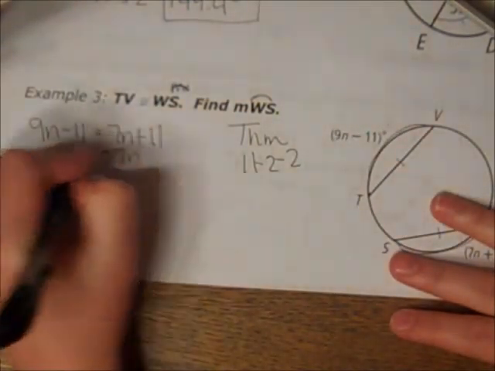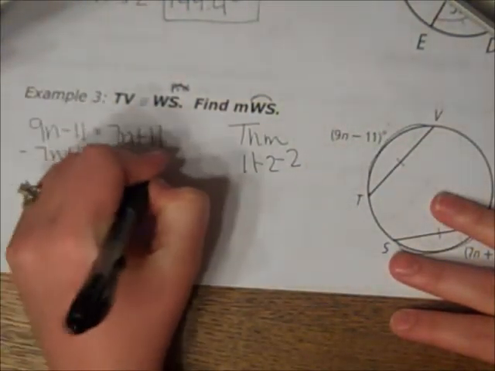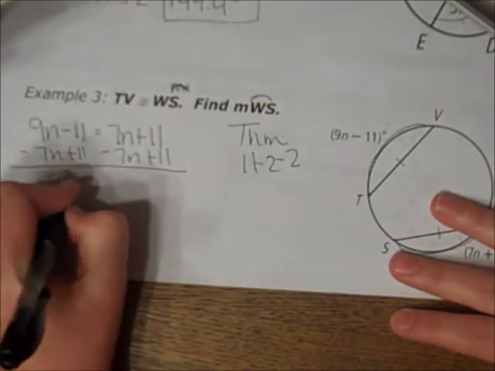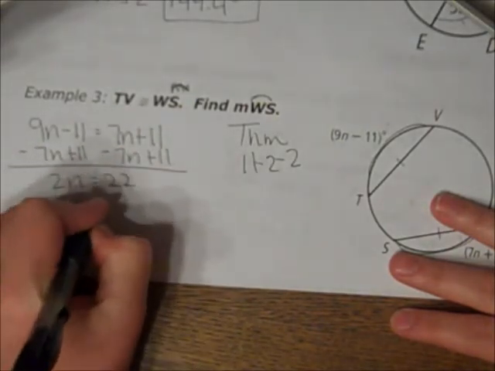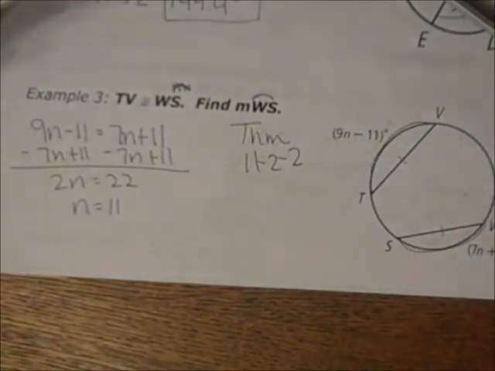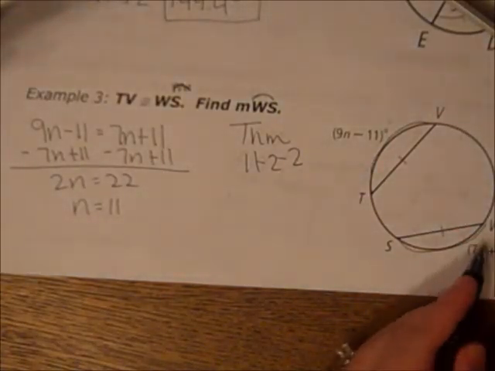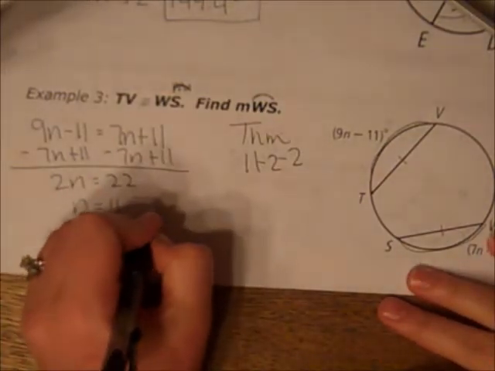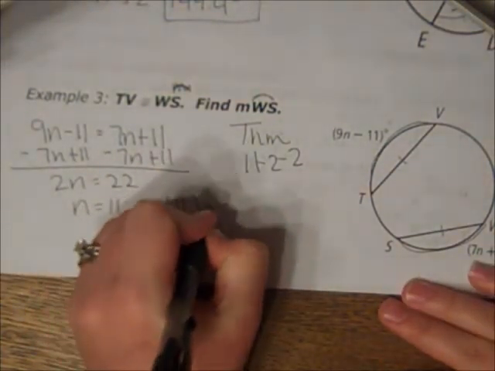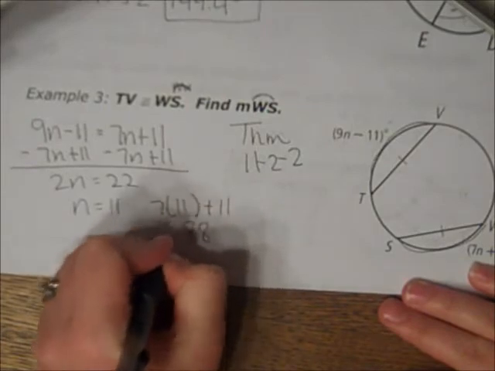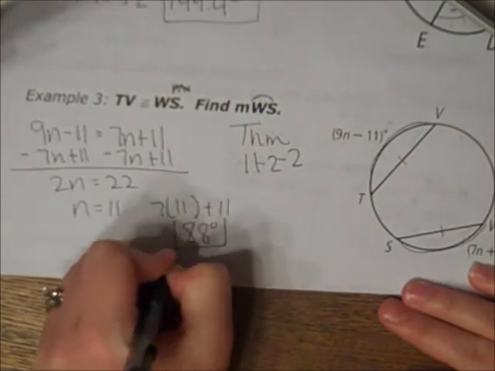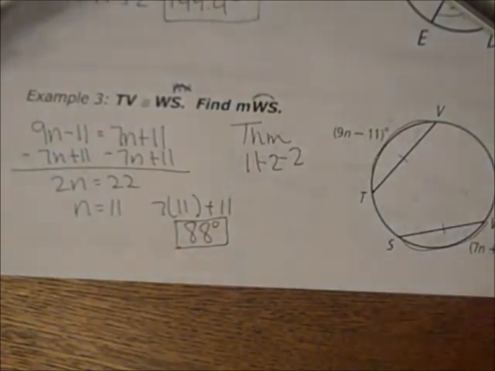And then this just turns into regular algebra. 2n is equal to 22, so n is equal to 11. Be careful, they didn't ask me to find n, they asked me to find WS, so I've got to go and plug that back in. 7 times 11 plus 11 would be 88 degrees. Okay, pause here and try the second one by yourself.